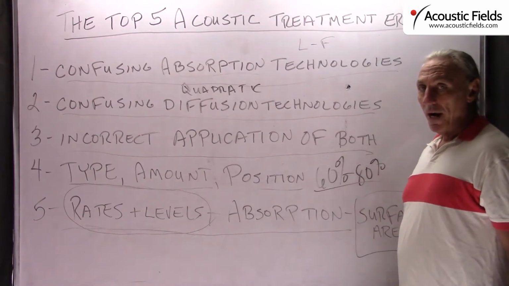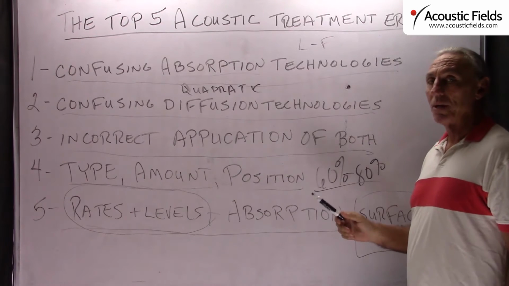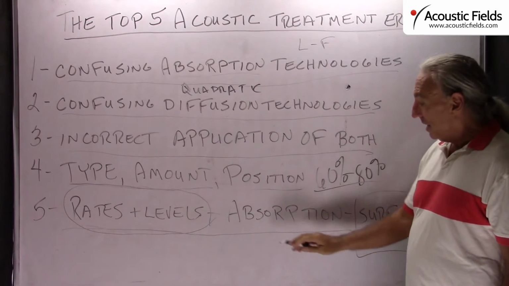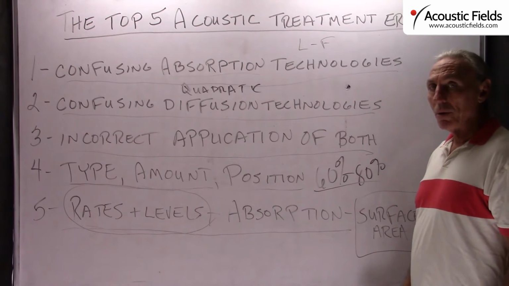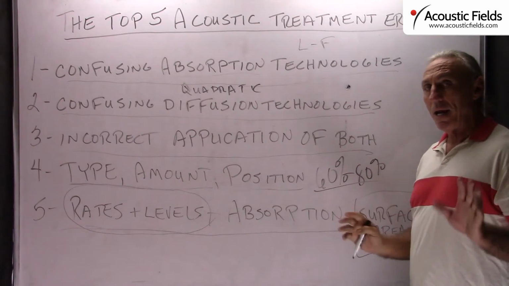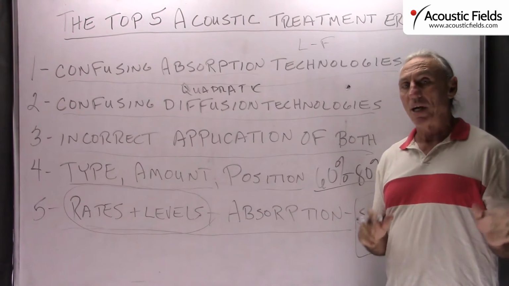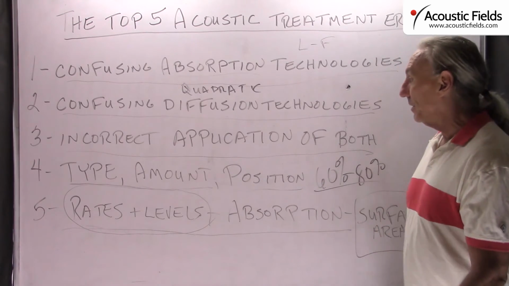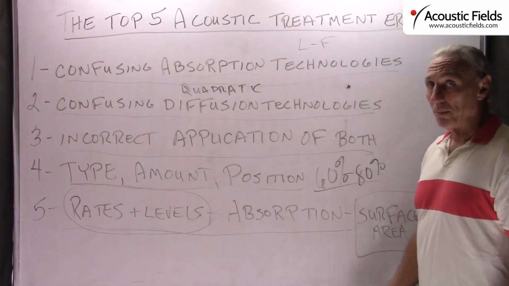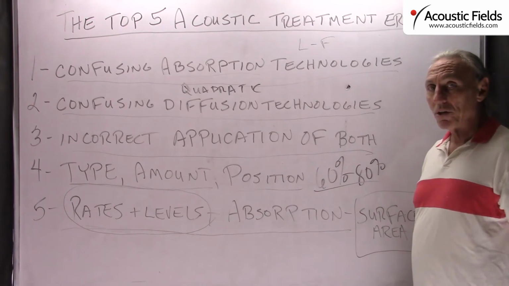So let's define our technologies that we're going to use and make sure it's really an absorption technology and we're really using it at the right rate and level for that particular usage. Make sure we use quadratic diffusion for any diffusion technology. Most other devices out there are sound redirection devices, not really true sound diffusion devices. So we want to make sure we apply both technologies to the usage of the room.